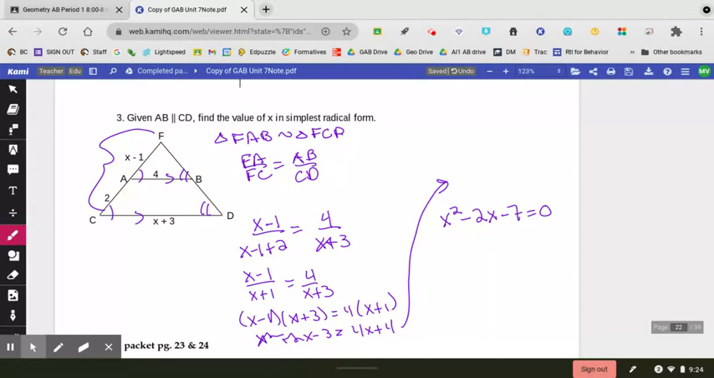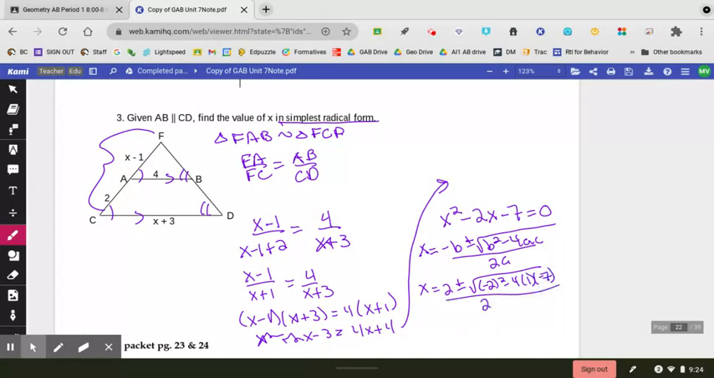That's not factorable, so I use quadratic formula. x equals negative b plus or minus square root b squared minus 4ac over 2a. It wants my answer in simplest radical form. So that's x equals 2 plus or minus square root of negative 2 squared minus 4 times 1 times negative 7, over 2. I do what's under the radical, so it's x equals 2 plus or minus square root of 4 plus 28, which is 32, over 2.